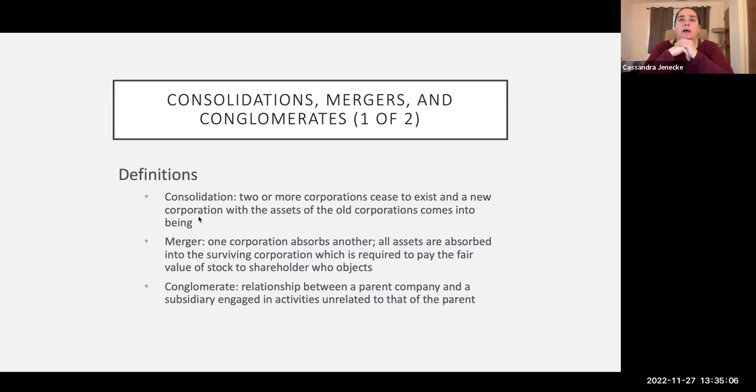A conglomerate denotes a relationship between a parent company and a subsidiary that's engaged in activities unrelated to that of the parent. So if you look at any of our large corporations, like Disney, for example, my God, talk about conglomerate, or Procter and Gamble, right? All of those companies are parental companies to a bunch of subsidiaries that engage in conduct that is completely unrelated to what the parent company does, but they're just owned by and then operate separately.